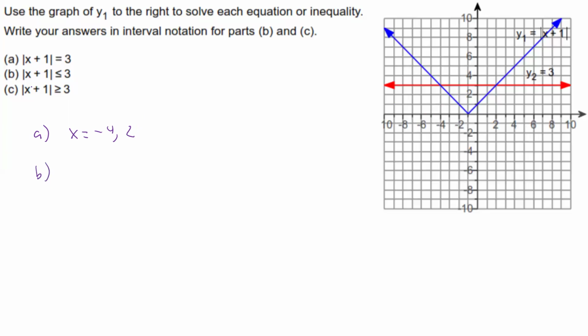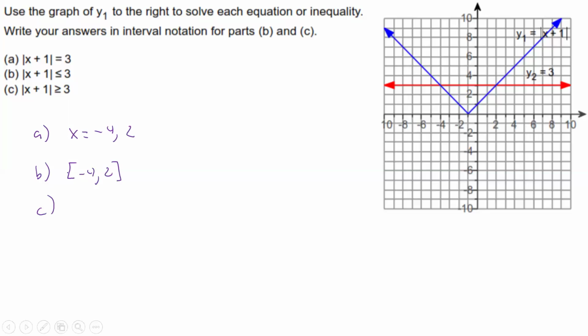Now for B, when is the blue less than or equal to the 3? Well, blue is less than or equal to 3 down here, and so it's going to go from a negative 4 to a 2, and it's going to be closed interval. So from minus 4 to 2 on a closed interval.